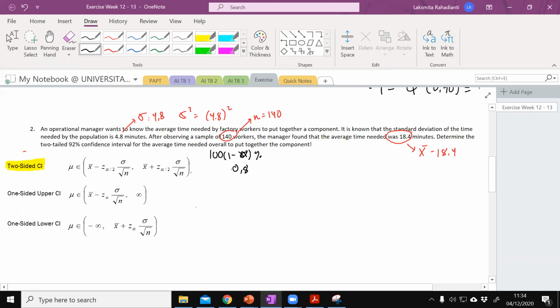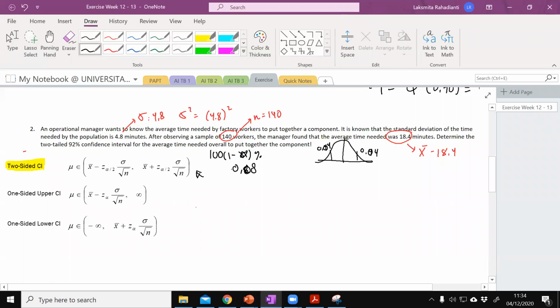But when I put this in, I need to use alpha divided by 2 because of the two-tailed interval. So when we're talking about one tail, we only put the 0.8 on one side. But since we're talking about two tails, I need to put the 0.8 on both sides, 0.4 on this side and 0.4 on the other. Oops, sorry, 0.08. My bad, sorry guys. 0.04 and 0.04 on this side.